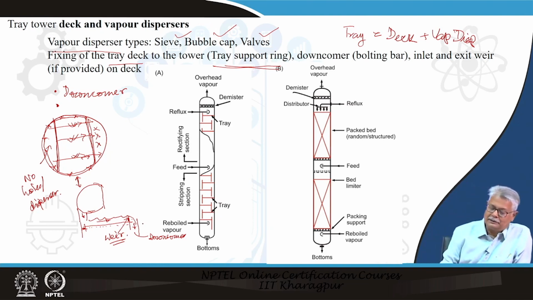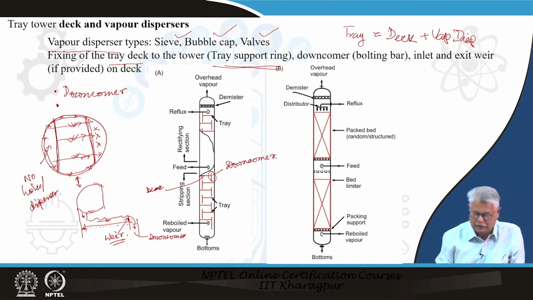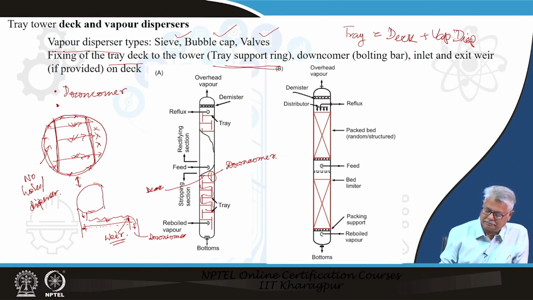Now, whenever we have been drawing schematics of vapor liquid contacting or distillation trays in mass transfer class, we have very often referred to this arrangement. These are the trays, this is the tray deck, and this portion is the downcomer. It is obvious that in this case also the liquid falling from this tray will be taking a path like this and finally coming to the bottom.